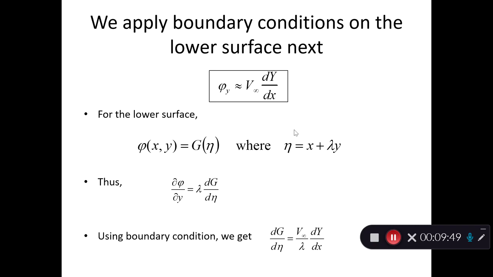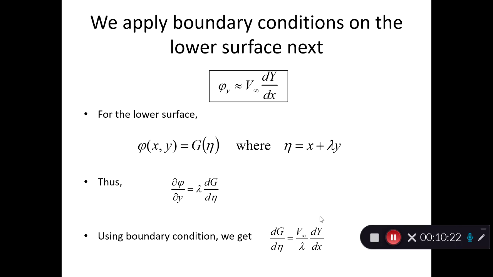Now let's apply the boundary condition on the lower surface, for example. d phi dx and d phi dy should be, this is the body slope. So d phi dy will be dg d eta times d eta dy. d eta dy is lambda. Therefore, we get d phi dy equal to lambda times dg d eta. Plug it in here, then we get dg d eta equal to this expression.